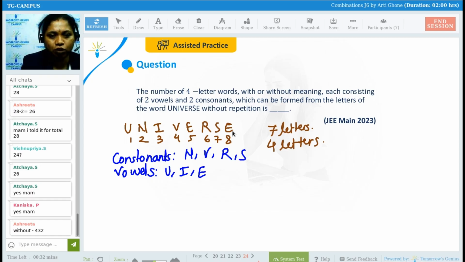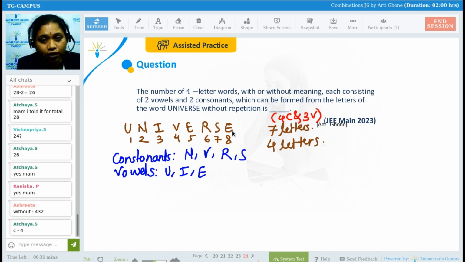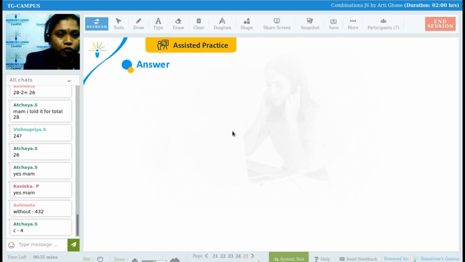Clear? So we have 4 consonants and 3 vowels. So 7 letters are provided, with 4 consonants and 3 vowels. Now, what can be the question? Very simple question: form words with the letters, even words without meaning. Now we need to form a word with 2 vowels and how many consonants? 2 consonants. Okay, so a very simple question.